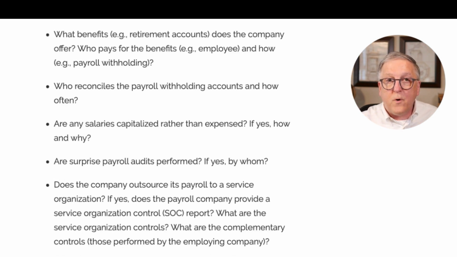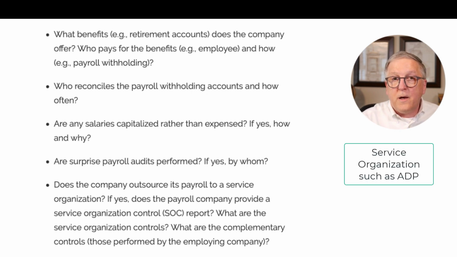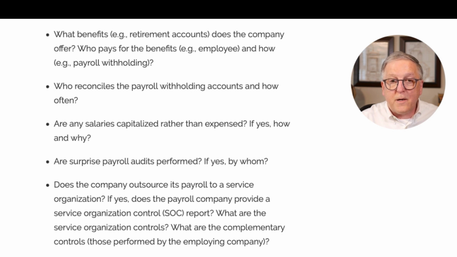And then finally, one of the more important issues in payroll is whether or not a service organization is being used for payroll processing. Companies like ADP or Paychex, if you have a service organization in play, then that's simply an extension of the client's payroll system. So we need to get that service organization control report, what we commonly call a SOC report, and review it.